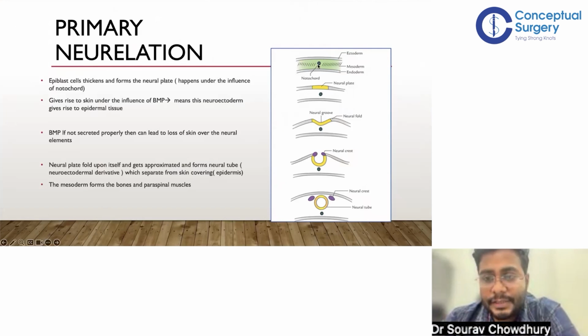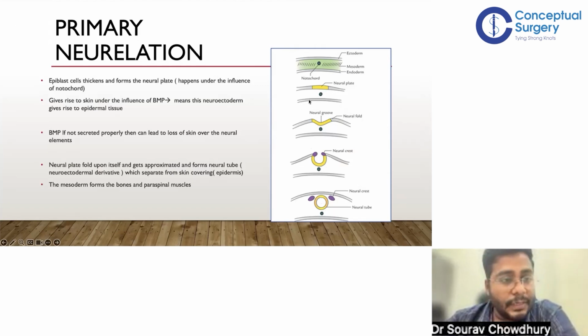Then we are coming to the second stage, that is the primary neurulation. So here we have seen this is the epiblast cells, that is the ectoderm, the notochord, and the hypoblast cells. Now the cells in the ectoderm, under the influence of the notochord, thicken again. Once they thicken, they form a groove. From that groove, they form a fold. From that fold, they form a tubular structure, which is called a neural tube, which is destined to form the spinal cord in future.